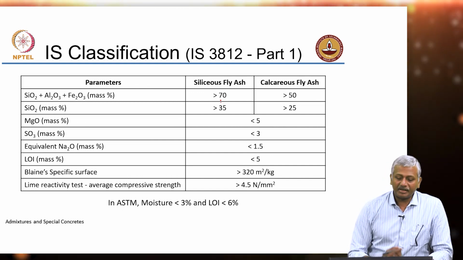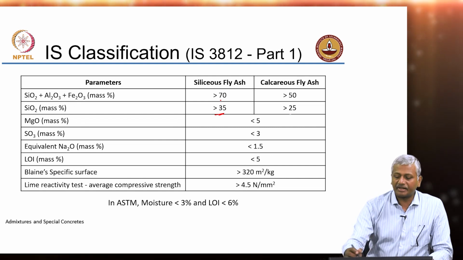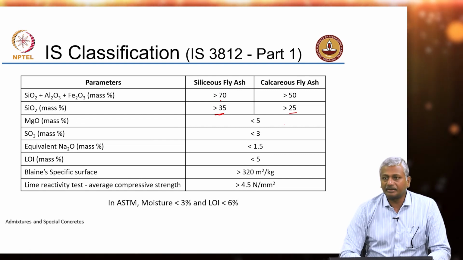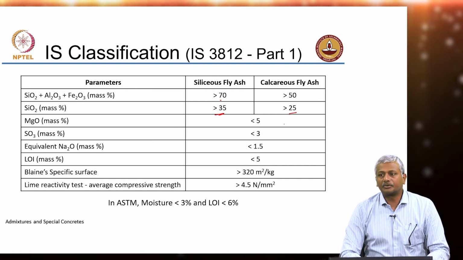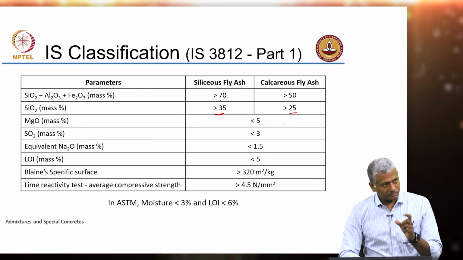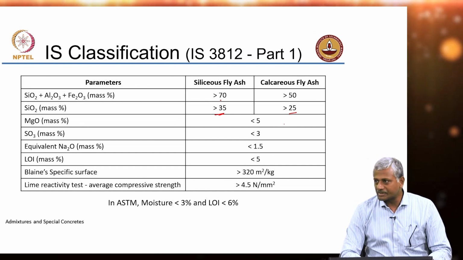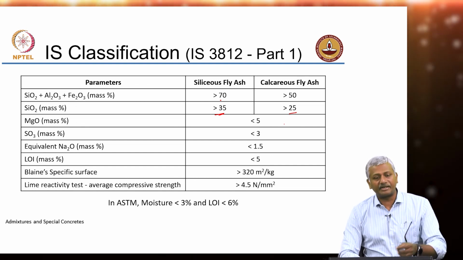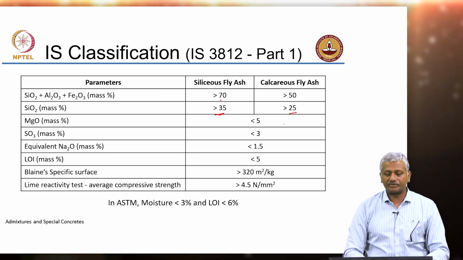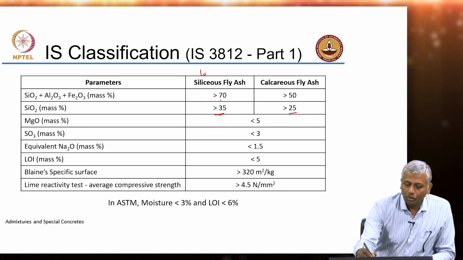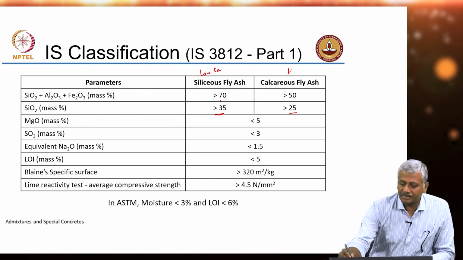Silica itself by mass should be more than 35% in siliceous fly ash and more than 25% in calcareous fly ash. So, you have to be careful about when you receive the fly ash for evaluation, it has to satisfy these characteristics to be classified as a high calcium or a low calcium fly ash, because this is your low calcium fly ash and this is the high calcium fly ash.